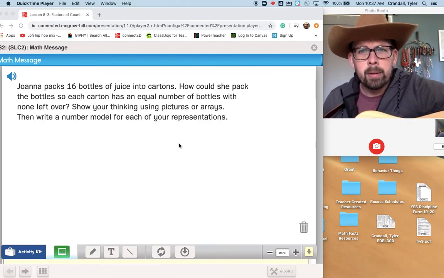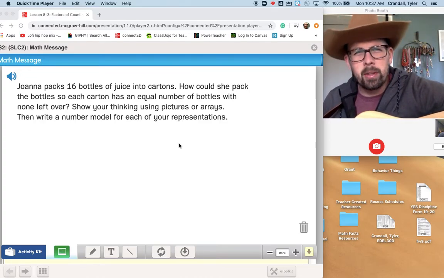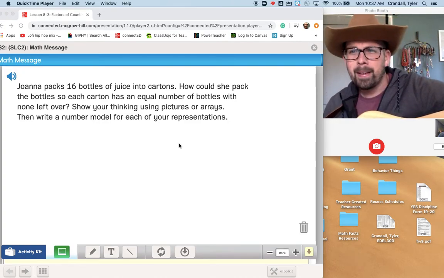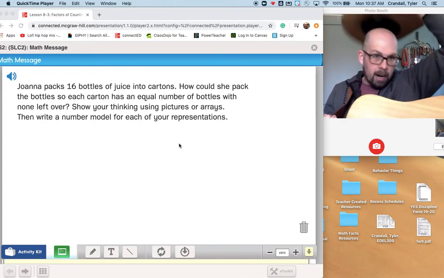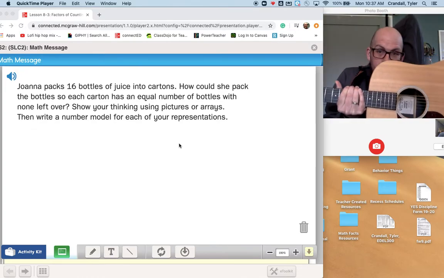All right, speaking of rock and roll, I think I'm going to try to sing this first problem to you. More like country, though, than rock and roll. Joanna packs 16 bottles of juice into cartons. How could she pack the bottles so each carton has an equal number of bottles with none left? This is not going to work.